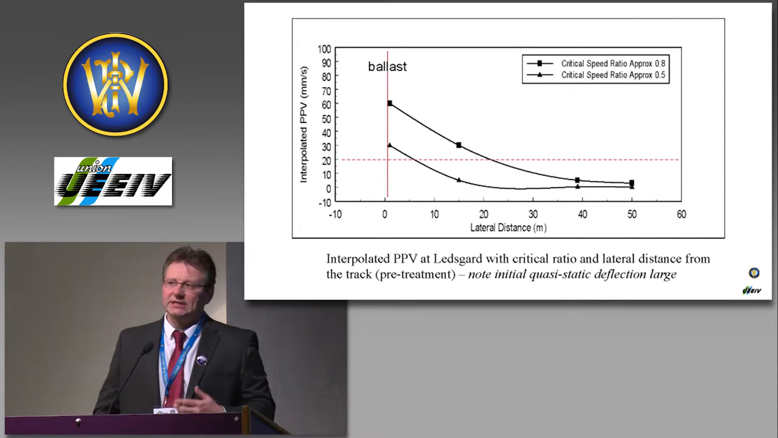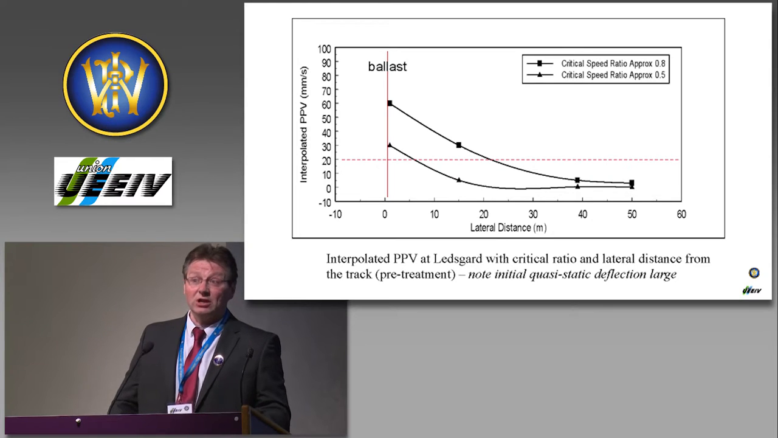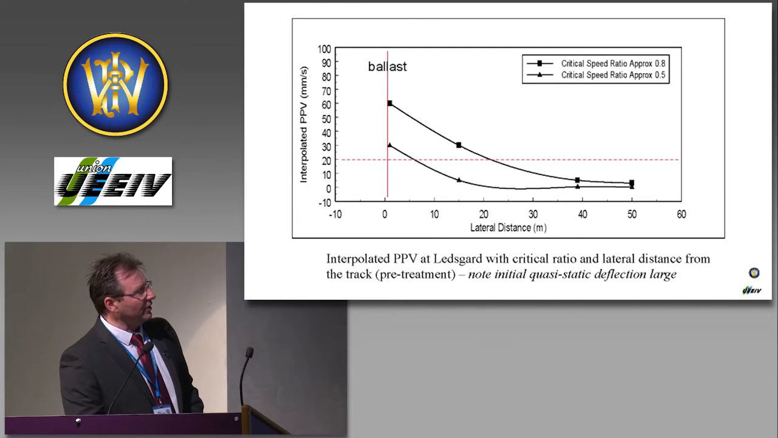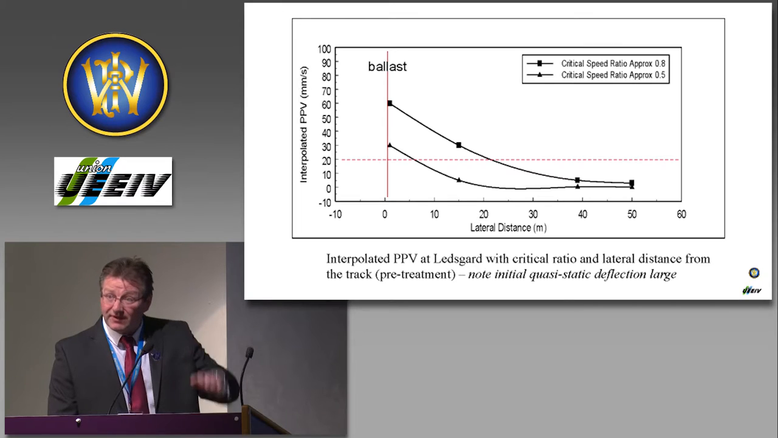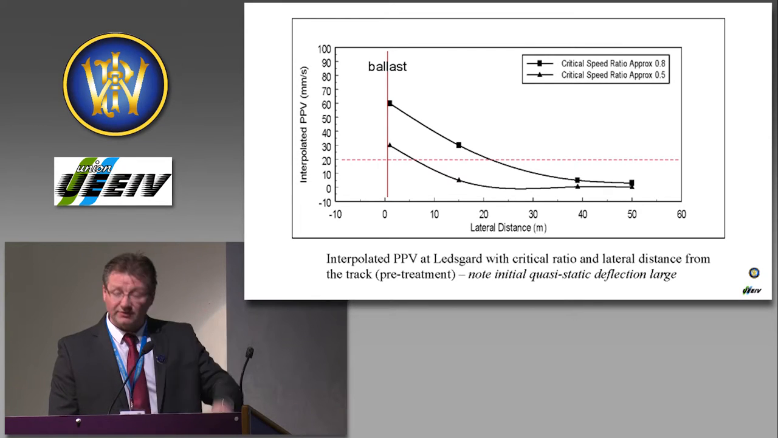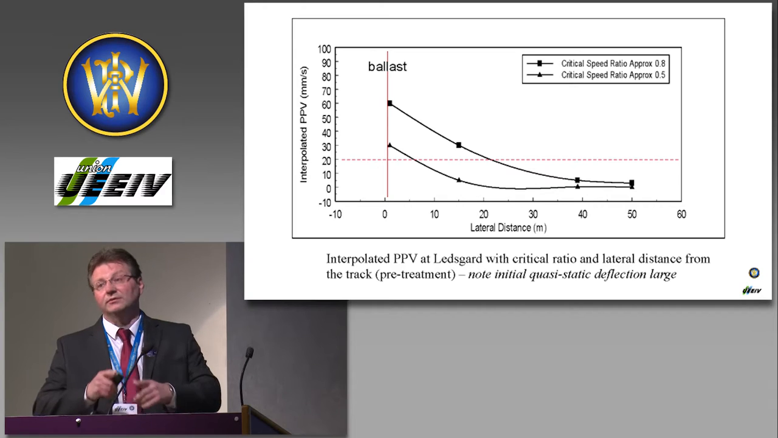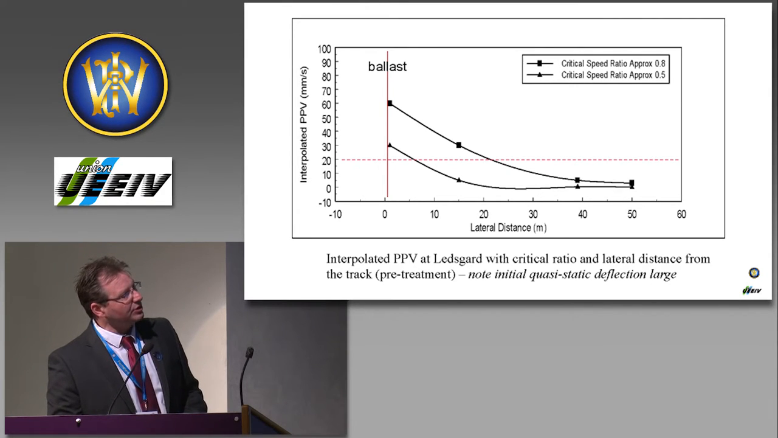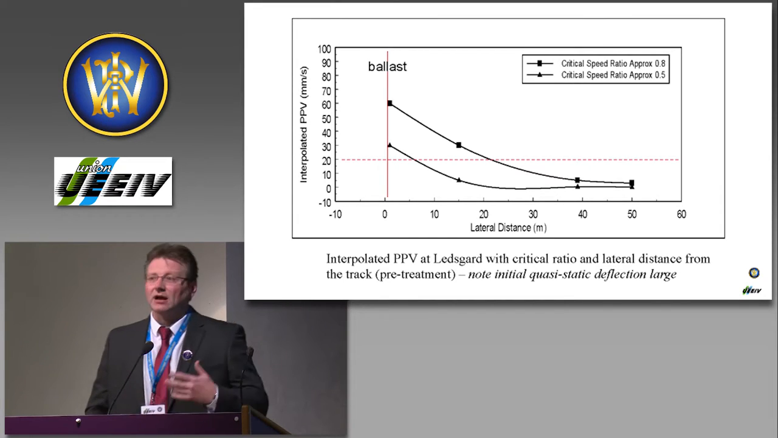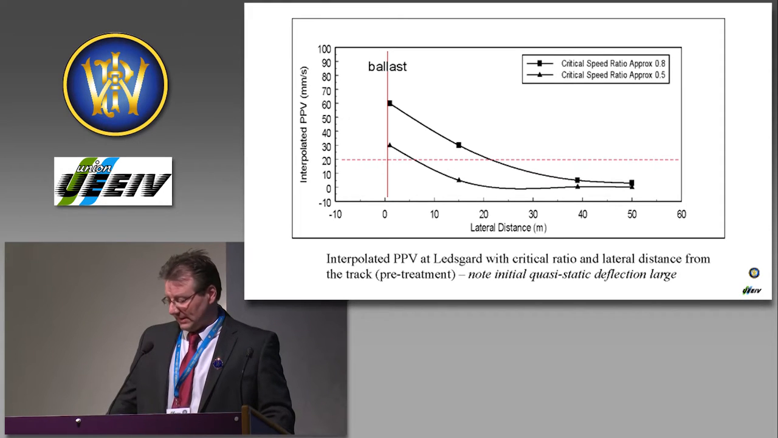In this particular case, because the quasi-static displacements were very large, it meant that the peak particle velocity had already exceeded the 20 millimeters per second when the critical ratio was 0.5, because there were still very high deflections at low speed. And remember, the peak particle velocity is a function of many things. The point is, though, as soon as I approached some critical ratio greater than 0.5, we can see this increasing dramatically. And in fact, once you start to get to the critical speeds, it starts to get close to what we predicted many years beforehand.